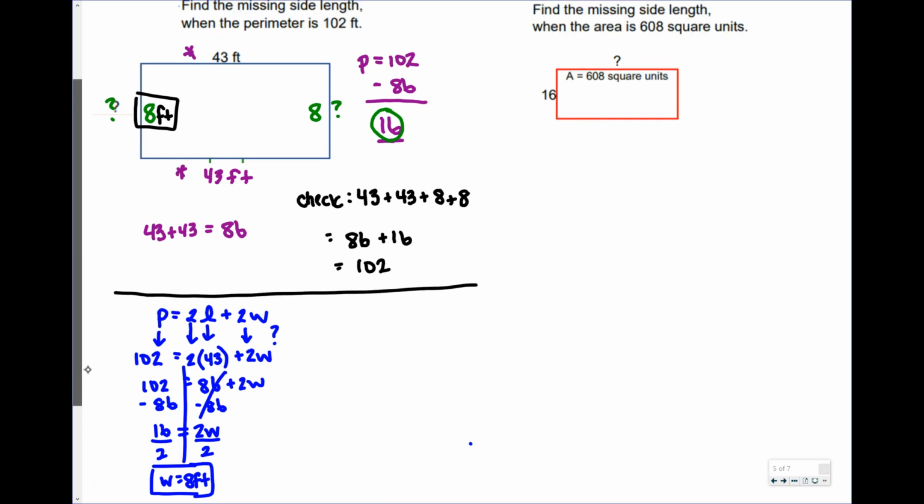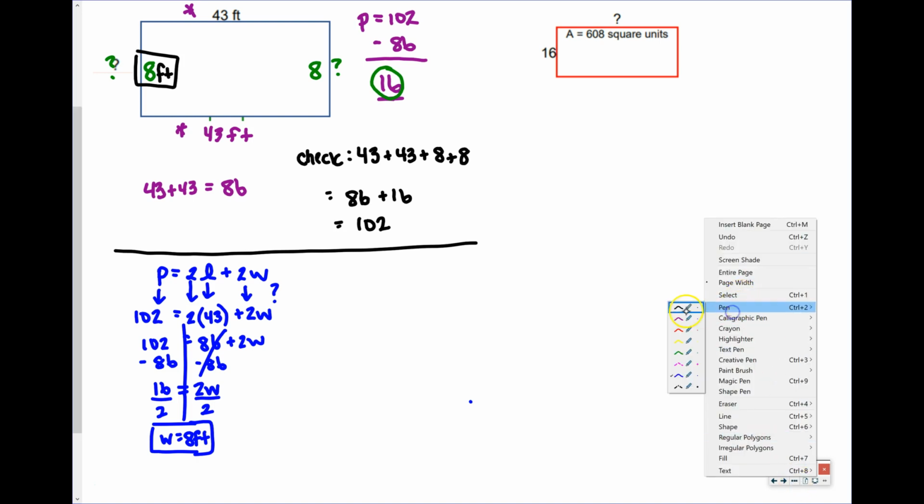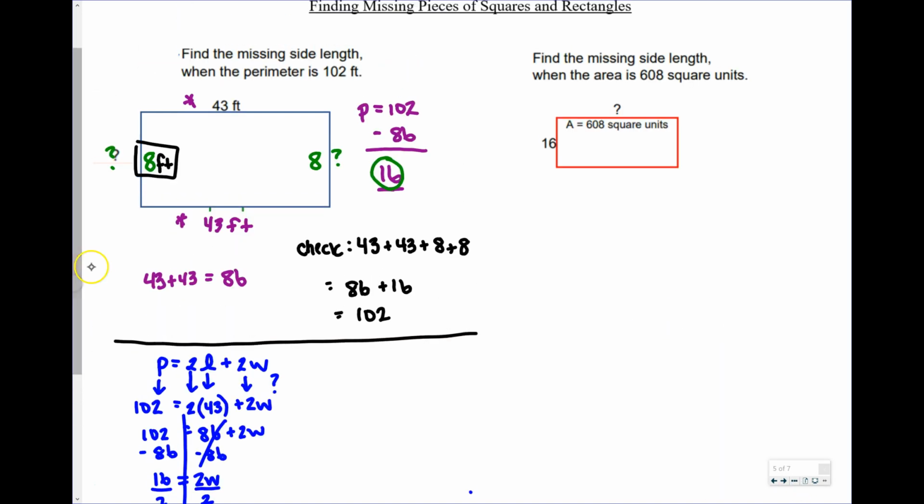The other reasoning skill we're going to work with is with area. So that's reasoning with perimeter. Reasoning with area is way easier. It is not as scary as perimeter. Perimeter reasoning is a little trickier. But reasoning with area is much simpler. So here, find the missing side length when the area is 608 square units.